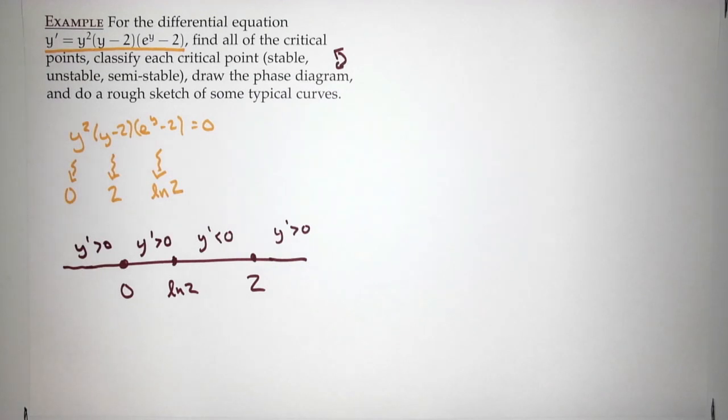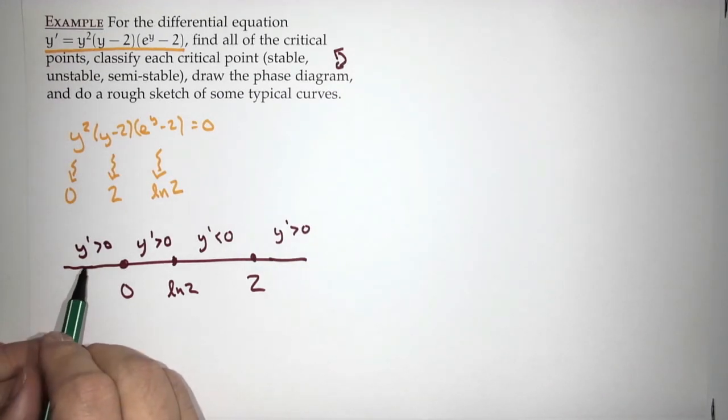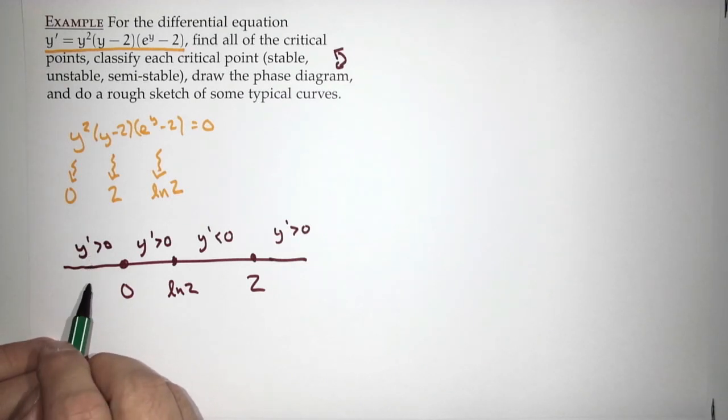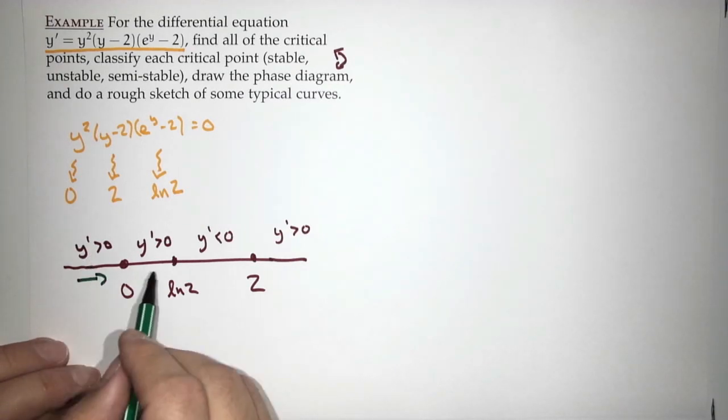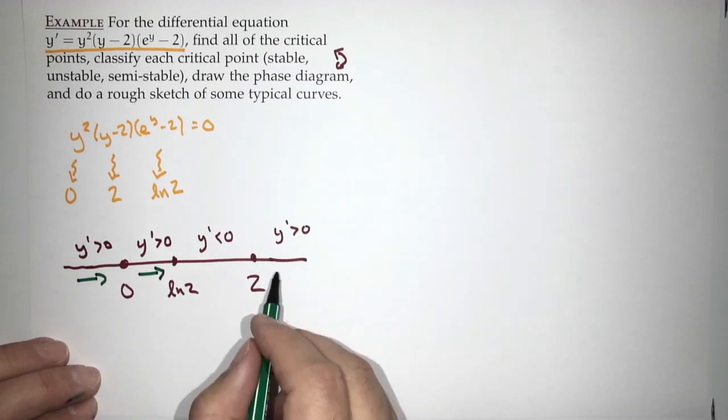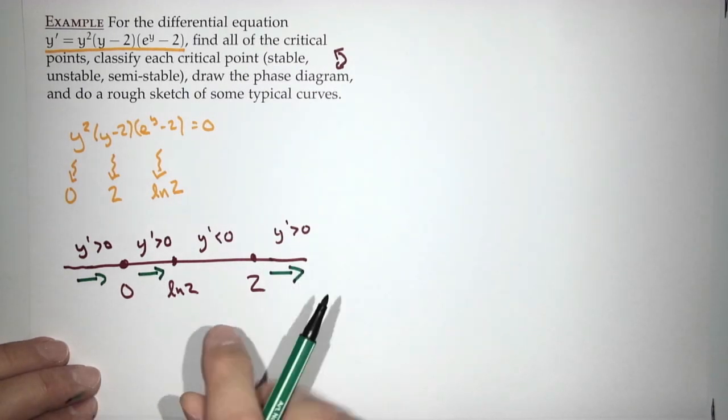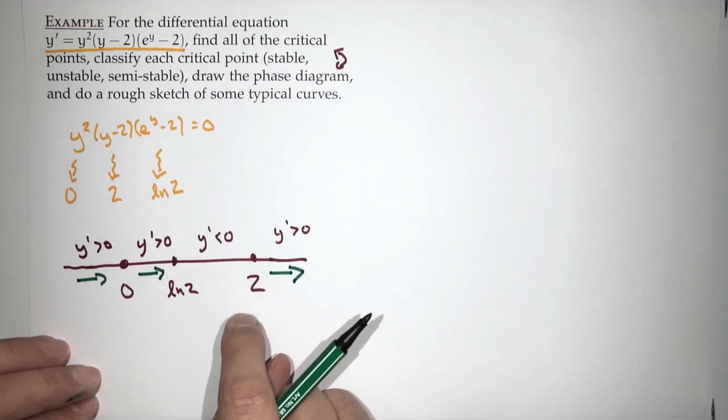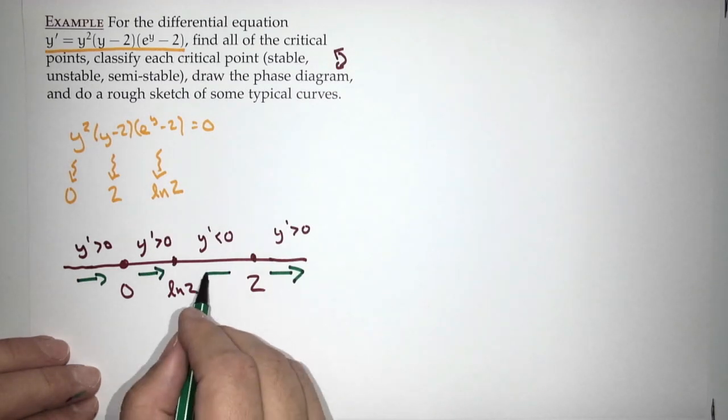So we almost have the phase diagram. We just say, okay, what do the arrows tell us? When we see y prime positive, do we go to the right or to the left? Yep, to the right. When y prime is positive, we draw to the right. Okay, if y prime is negative? To the left.